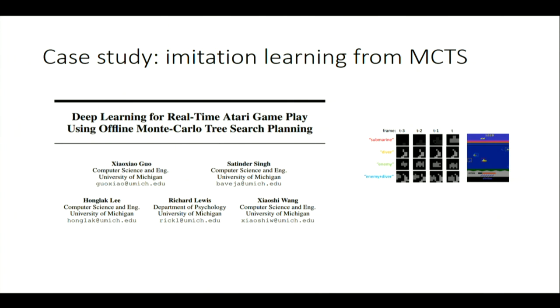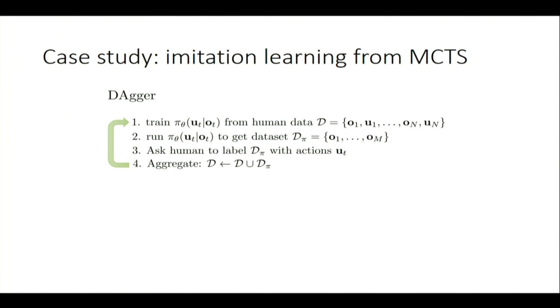They're actually going to use Monte Carlo tree search to figure out how to take good actions to play Atari games, and then they're going to train a convolutional neural network policy to perform good actions directly from images. They're just using Dagger here to ensure that the final neural network policy does the right thing.